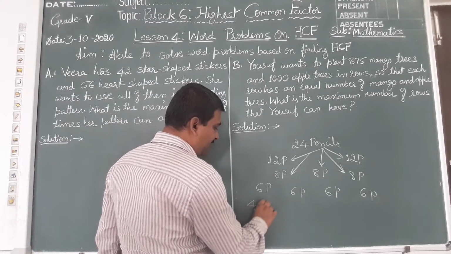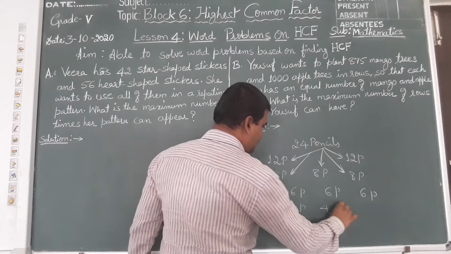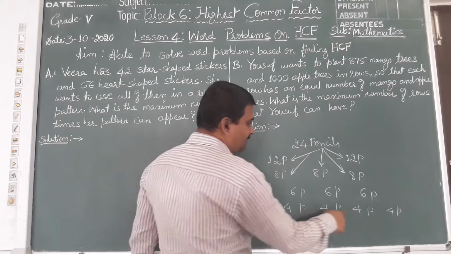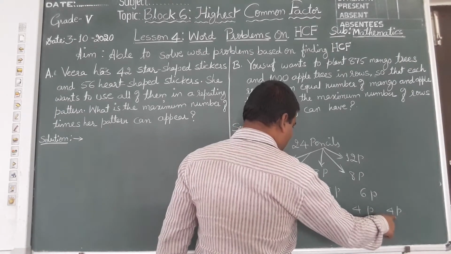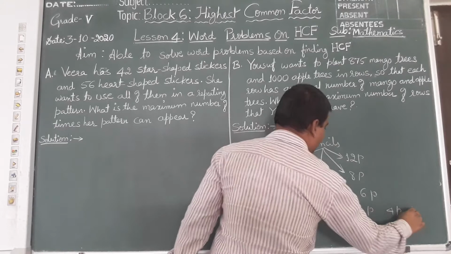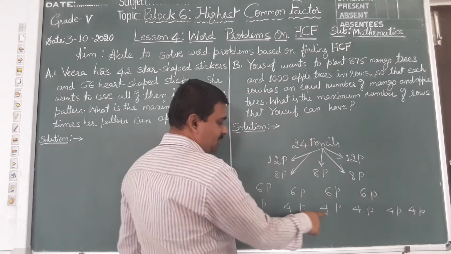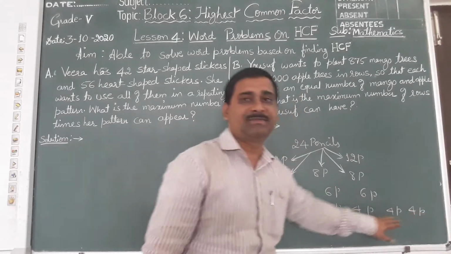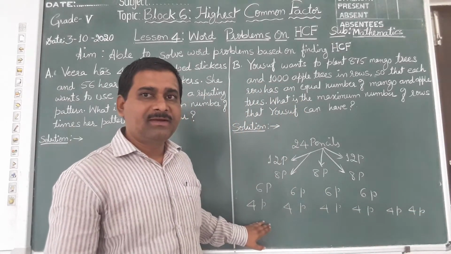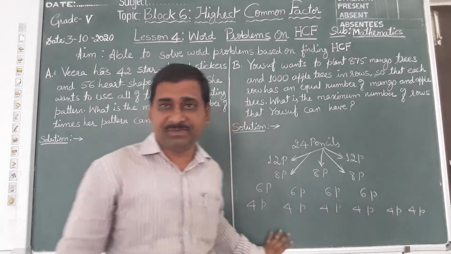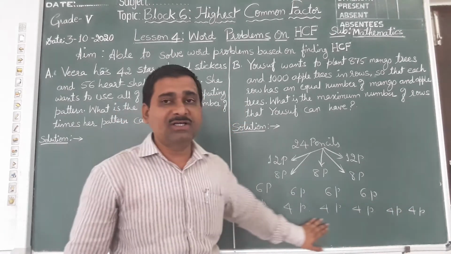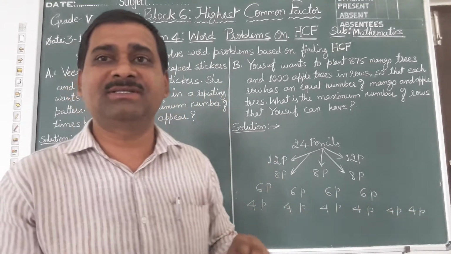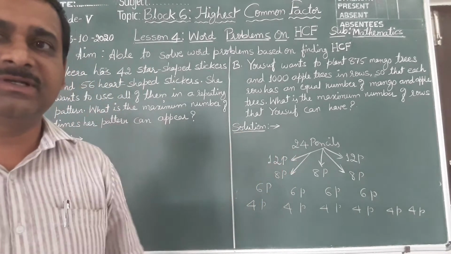And 4 pencils I can pack. 4, 8, 12, 16, 20, 24. See, 1, 2, 3, 4, 5, 6 packs. You can have 6 groups, equal groups. Even you can have 6 boxes. In 6 boxes you can equally distribute 24 pencils as 4, 4, 4, 4, 4, 4.